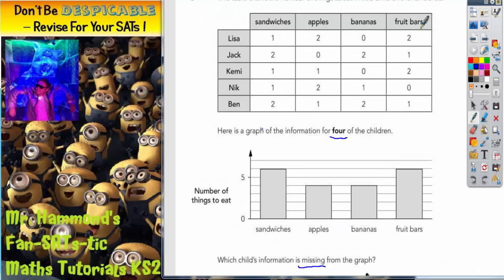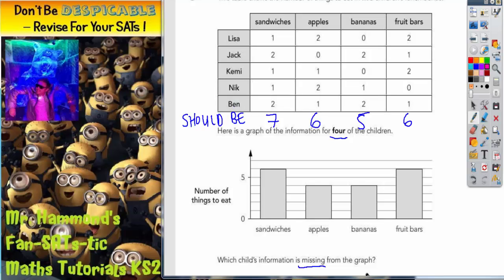So we'll get what the total should be from the table. So for sandwiches, 1, 1 and 1 is 3, plus 2 more 2's, which is 4. So 3 plus 4 is 7. So sandwich total should be 7. The apples total, 1 and 1 is 2, plus this 2 is 4, plus this 2 is 6. The bananas total, 2 and 2 is 4, plus 1 is 5. And the fruit bars total, 2 plus 2 is 4, plus 1 is 5, plus another 1 is 6. So that's what the totals should be.